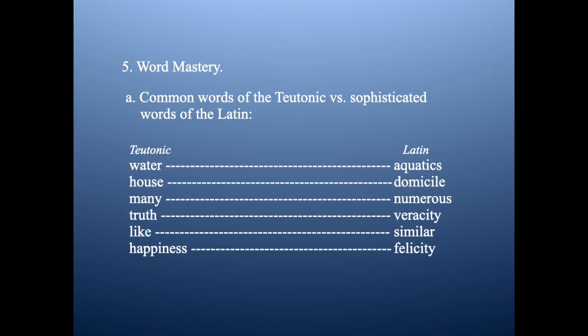House, again, another word that comes straight to us from German. But when you talk about a domicile, this little more sophisticated use of the word is from a Latin base. Same with many compared to numerous, truth, more sophisticated word, veracity, like, similar, happiness, felicity. You can see the common use of our Teutonic or Germanic words with the more sophisticated use of our Latin vocabulary.